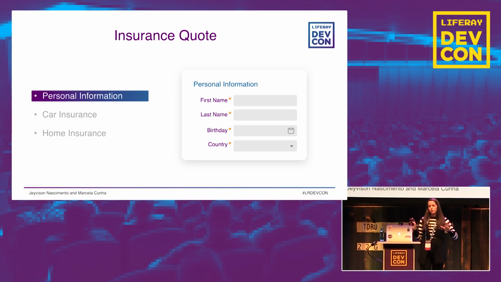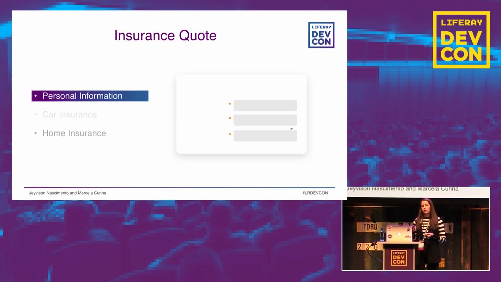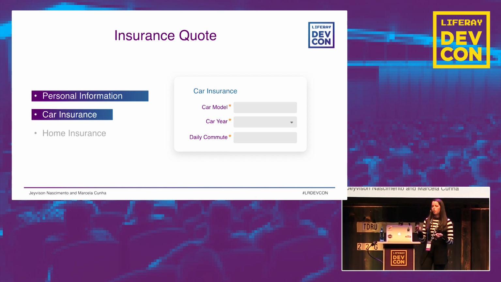OK, let's build our first app, this insurance quote. And we will need some information first, like personal information, car insurance, or even home insurance.